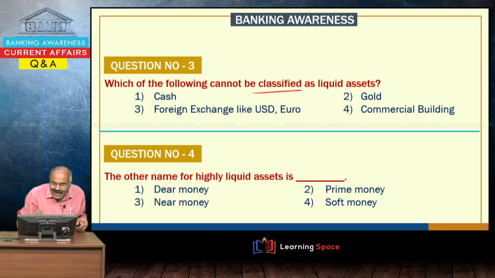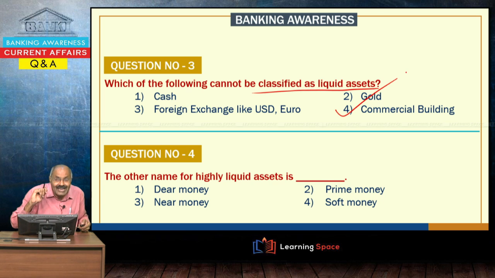Which of the following cannot be classified as a liquid asset? Cash in your pocket, that is a liquid asset. Savings deposits in a bank account, liquid asset. Gold, liquid asset. Foreign currencies like dollar, euro, liquid assets. The meaning of liquid asset is you can get the money value without loss of value. If you want to convert it into cash, if you take gold, you can sell it at market value, anyone can purchase. So you can convert to money value without loss of value of that particular instrument. Commercial building is the answer here.